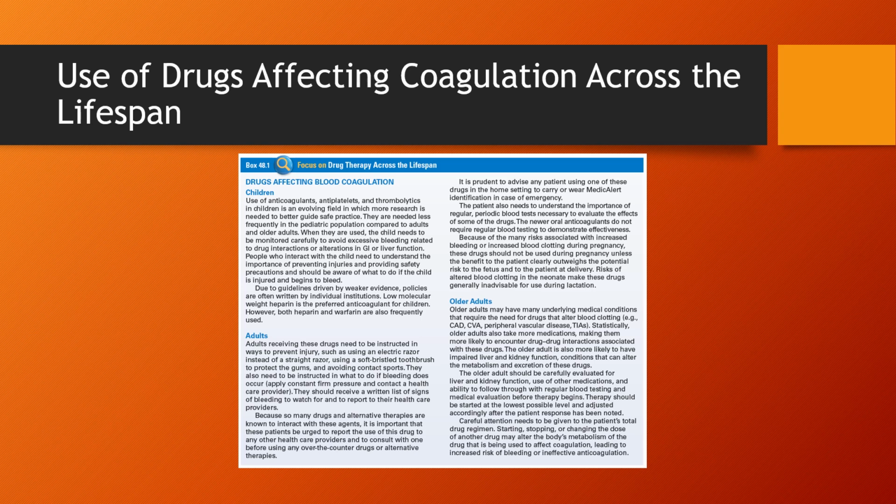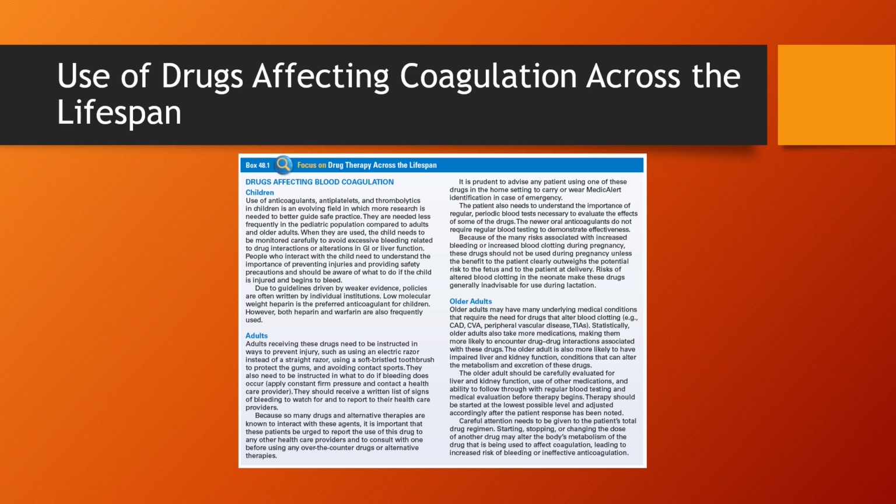And now I want to talk a little bit about drugs affecting coagulation across the lifespan. It is good to look over box 48.1 in your book, but for children, the use of anticoagulants, antiplatelets, and thrombolytics is still developing. More research is needed for safe practice, so they are less commonly used in children.